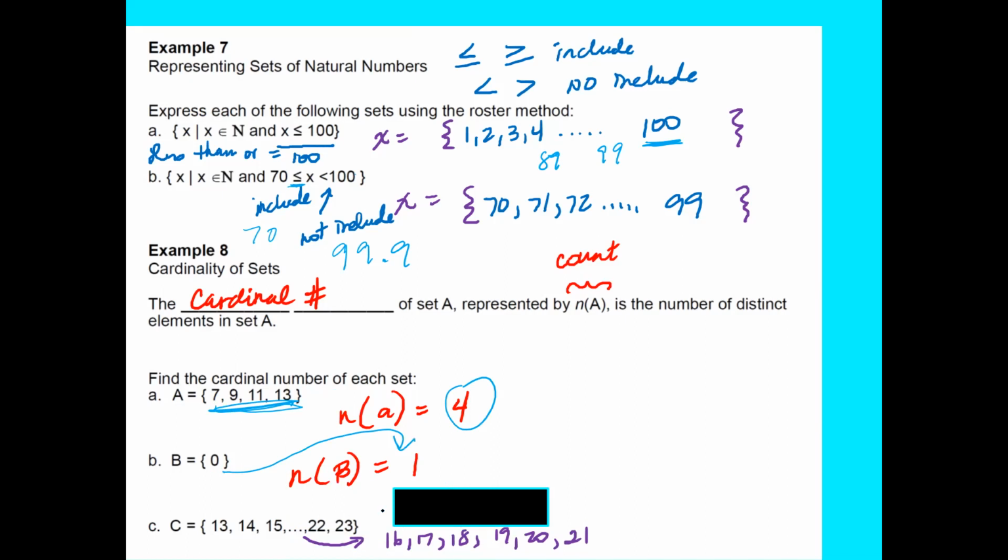n of C is going to be, you just have to count. How many numbers are there between 13 and 23? There are 11 because we count from 13 to 23. There are 16, 17, 18, 19, 20, 21 in between them. And so if you count them, there's a count of 11. And these are your answers.